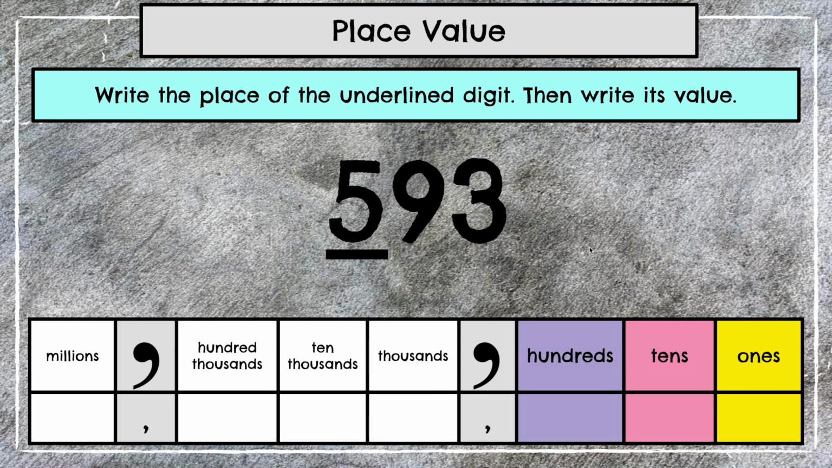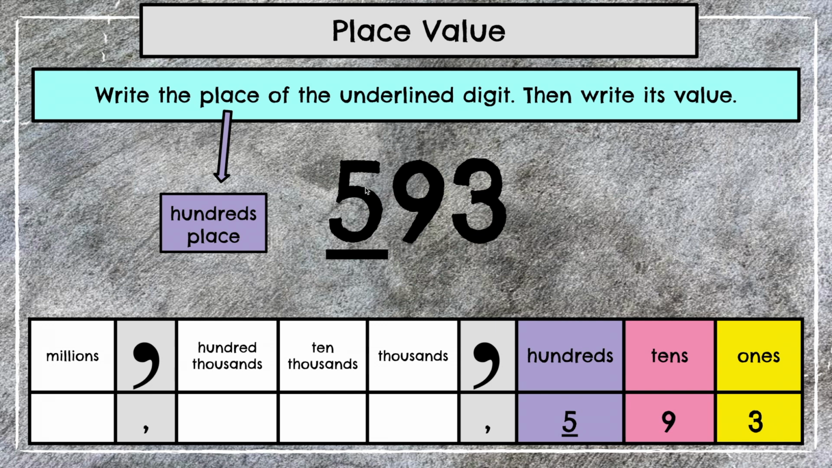593. Let's start by writing the number in the place value chart. Now, we notice the hundreds place, the tens place, and the ones place. The 5, which is underlined, is in the hundreds place. So let's write hundreds place. Now let's think of the actual value of this 5. It's not worth just 5 because it's in the hundreds place.